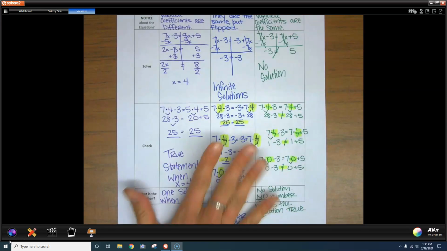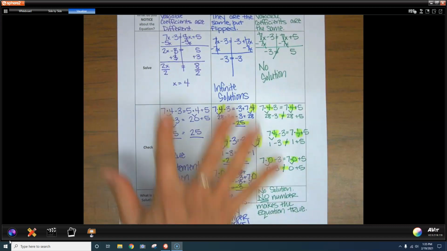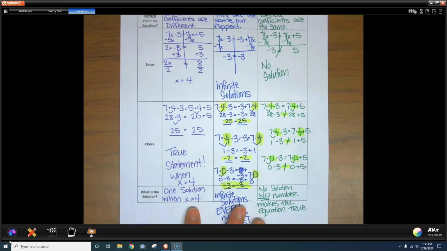So we just practiced again our 3 solution types: one solution, no solution, infinite solutions. We solved them, we checked them, we noticed something about them, and then we said what the solutions were.